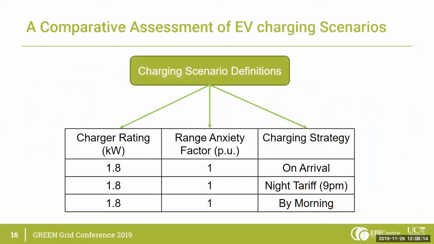Okay, so now that we know how the probabilistic results are interpreted, we can begin to look at a comparative assessment of different EV charging scenarios. As shown here, we're going to consider 3 different EV charging strategies, and these are the on-arrival, night tariff, and by-morning strategies. In each case, I've kept the charger rating and the charging coincidence factor equal in order to provide some consistency.